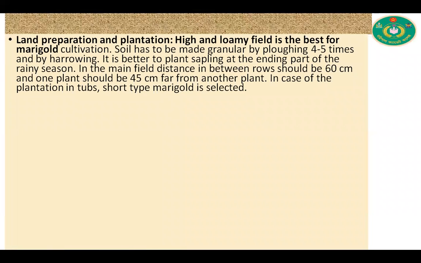Land preparation and plantation for marigold. High and loamy field is the best for marigold cultivation. Soil has to be made granular by plowing 4 to 5 times and by harrowing. It is better to plant seedlings at the ending part of the rainy season. In the main field, distance between rows should be 60 centimeter. One plant should be 45 centimeter far from another plant. In case of plantation in tubs, short types of marigold are selected.